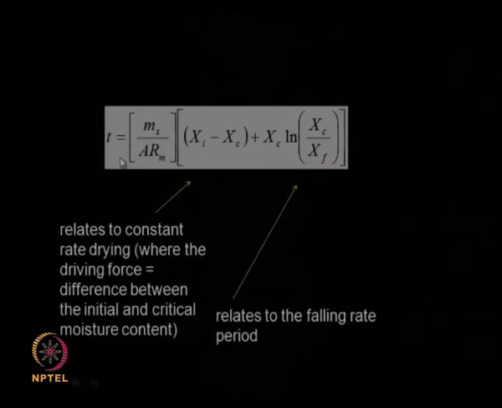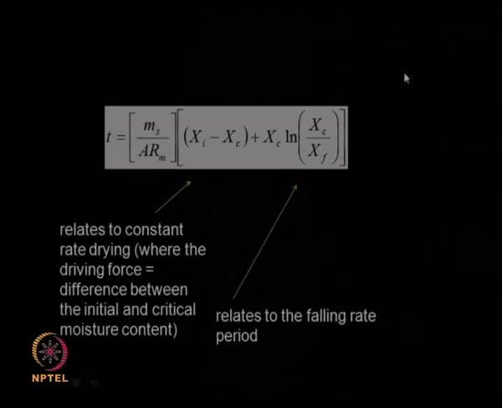Now the overall time required for drying a material, starting from some initial moisture content to some final moisture content, the equation will look like that. There are two terms in this equation: one is related to the constant rate period, the other is related to the falling rate period. This one corresponds to the rate of drying where the driving force is the difference between the initial and the critical moisture content, whereas this one relates to the falling rate period. So this is how the time required to dry a material can be calculated using this equation.